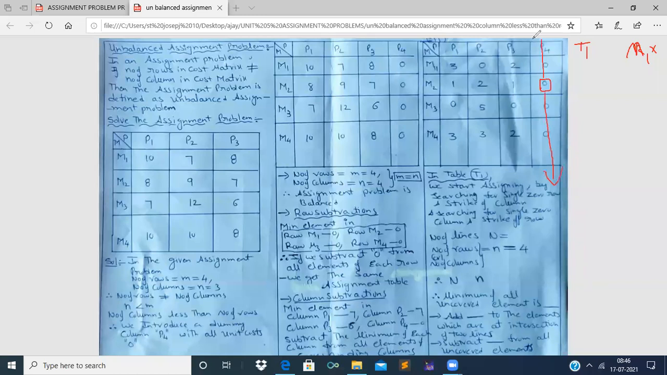Next, if we go for the third row, actually in the third row, 3 zeros were present, but 1 zero has gone underlined. If we observe clearly, in the third row, 2 zeros are left over. Therefore, don't disturb this third row, M3, as it is containing 2 zeros.